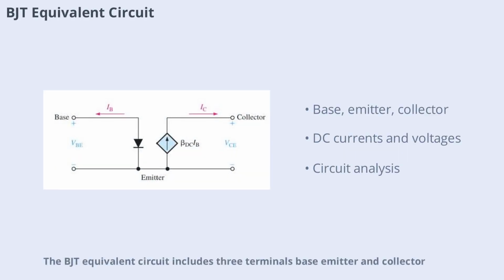The BJT equivalent circuit includes three terminals: base, emitter, and collector. DC currents and voltages are defined for each terminal, such as IB base current, IE emitter current, IC collector current, VBE base emitter voltage, VCB collector base voltage, and VCE collector emitter voltage. These parameters are essential for analyzing and designing transistor circuits.